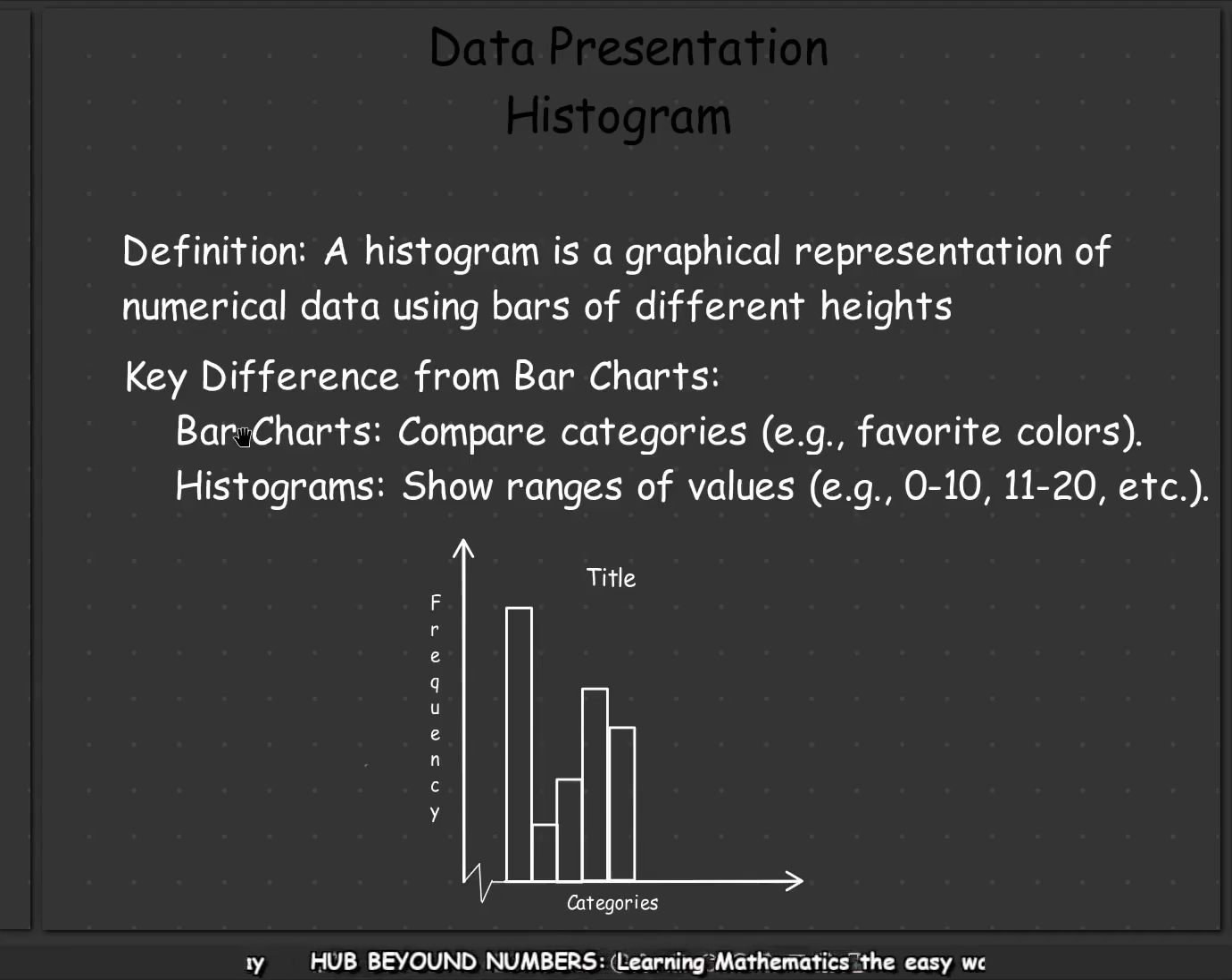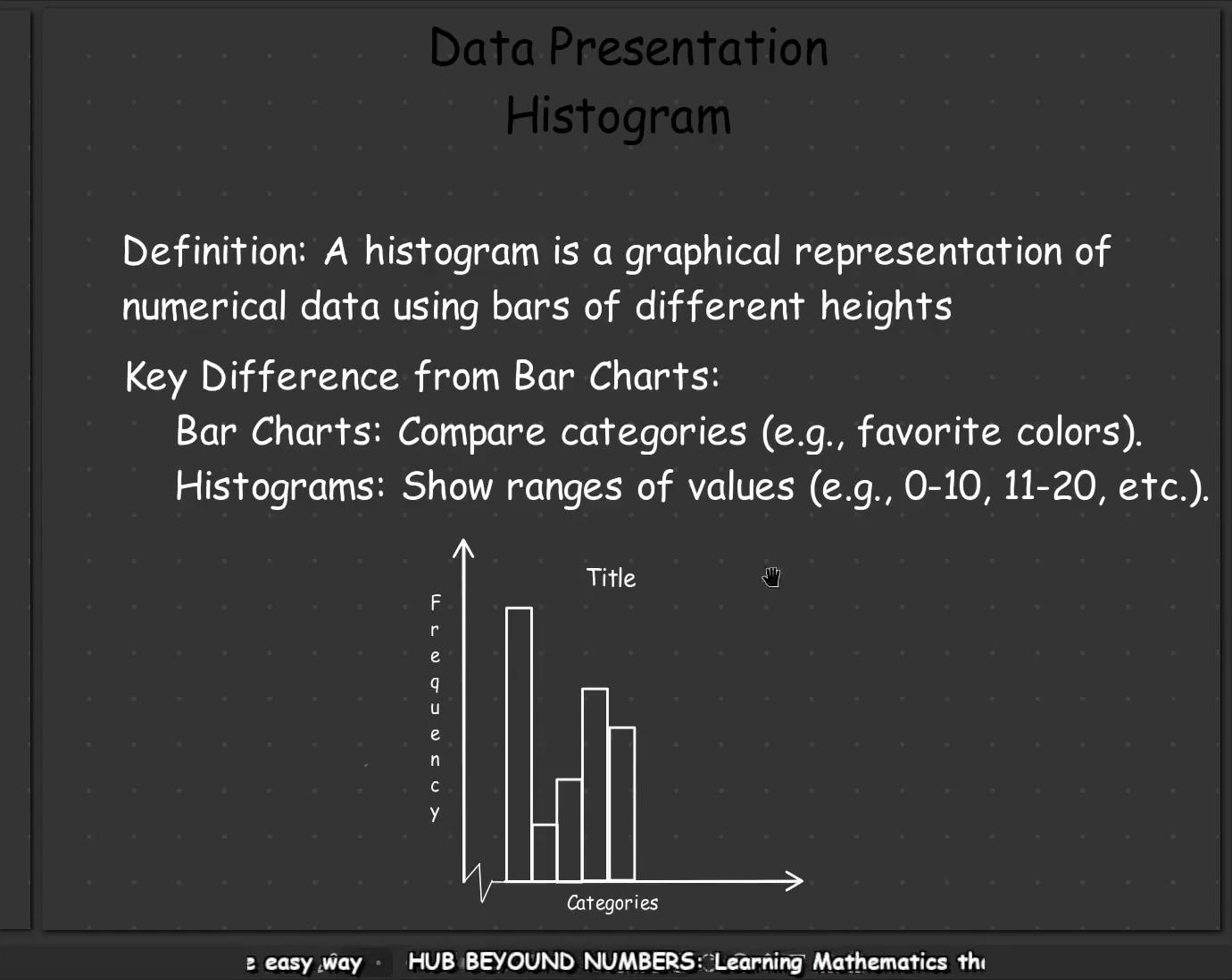A histogram is a graphical representation of numerical data using bars of different heights. It is just like the bar chart. We gave this same definition for the bar chart, but there are some key differences. The first one is that the bar chart is used to compare categories, but the histogram, on the other hand, is used to compare ranges of data, so let's say grouped data. That is where we need histograms, and that is why we had to do the class boundaries and the class mark.